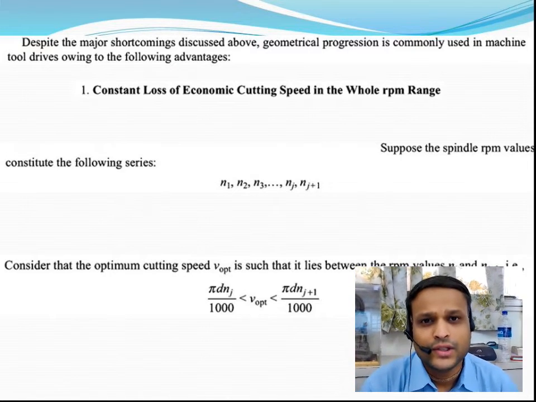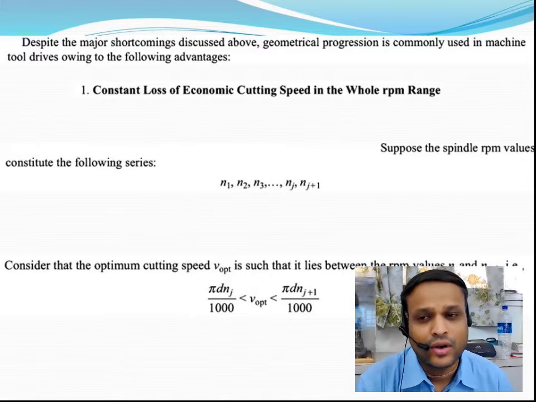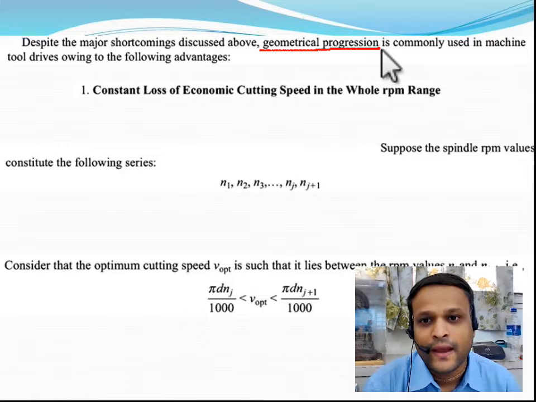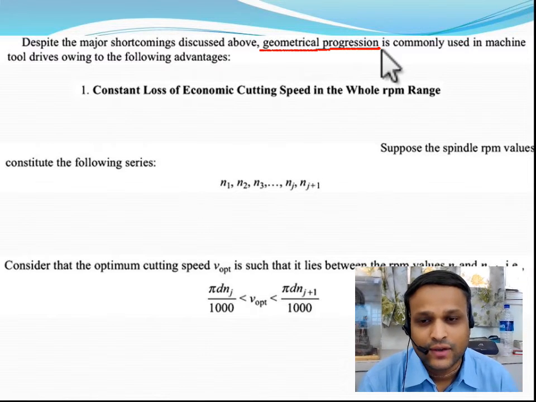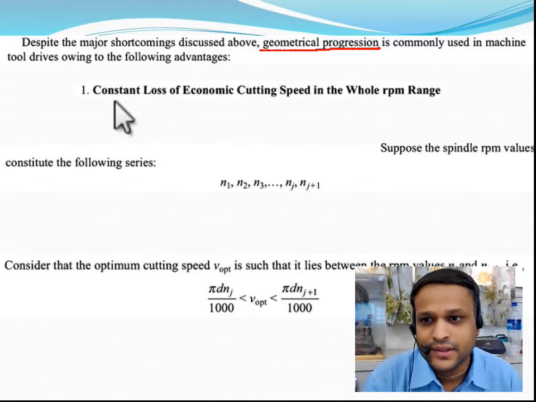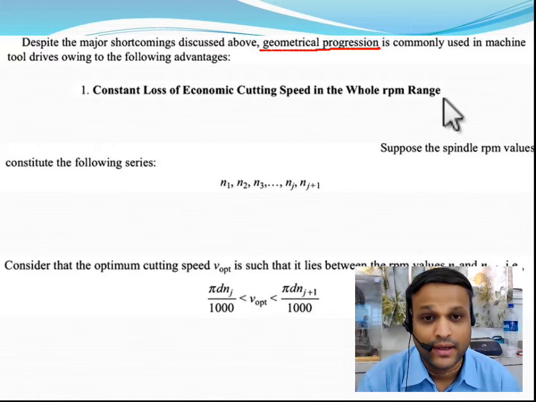However, while choosing a progression to make a practical gearbox, the geometric progression is used very often. There are many reasons for this, and we'll be covering these in detail. The first one is constant loss of economic cutting speed in the whole RPM range.